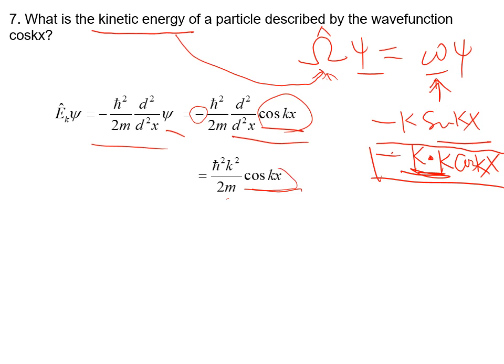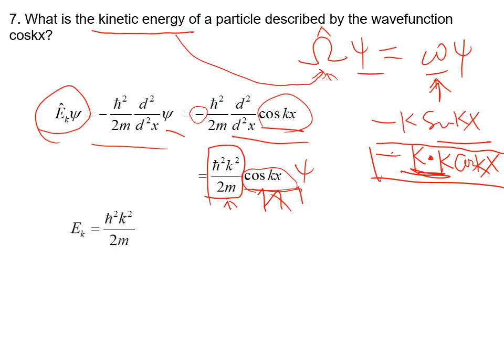Now cosine kx is the wave function. So if you compare here, you use a kinetic energy operator operating on the wave function, you get the function back times a constant. H bar is a constant, k is a constant, m is the mass, it's constant, and therefore that's the eigenvalue, which is the observable. In this case it is the kinetic energy. So kinetic energy is h bar squared k squared over 2m.